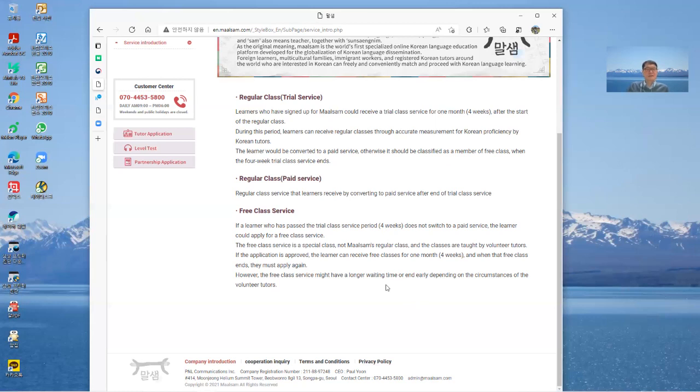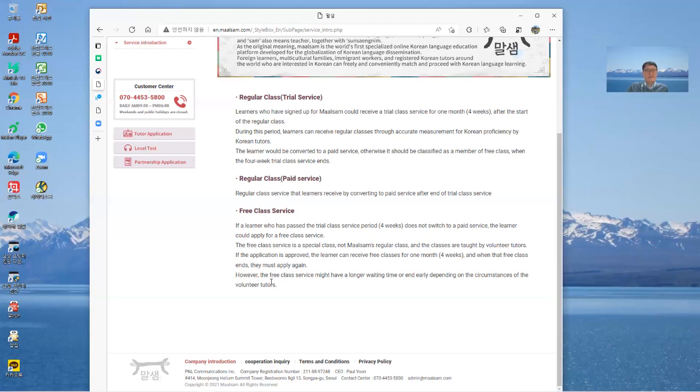But free class service is special class, not regular class, right? And all free class service is taught by volunteer tutors only, right? Because it's all free, right? If the application is approved, the learner can receive free class for 1 month. It means 4 weeks. And whenever this free class ends, they must apply again, right? Again and again.